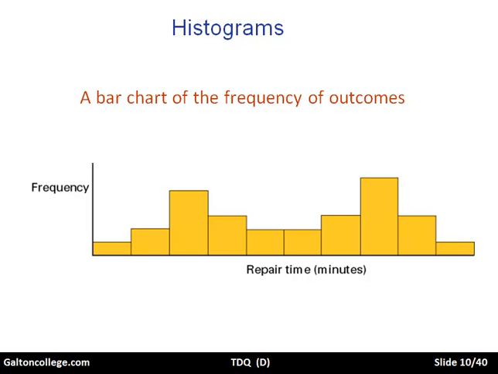And this type of picture, this type of histogram, enables the management to see where breakdowns are occurring, which machines, how long the machines are down, and it gives them some information and something to work on.